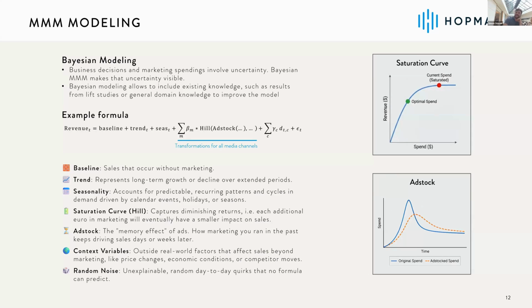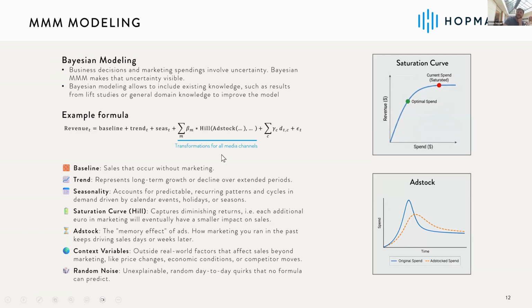The other thing already mentioned is that in Bayesian modeling you can include existing knowledge. For example, results from lift studies, or also just general domain knowledge. Like if you had some kind of lift study before and you know that the return on investment for Facebook, for example, should be between 2 and 4, then you can feed this to the model and with that improve the model a little bit.